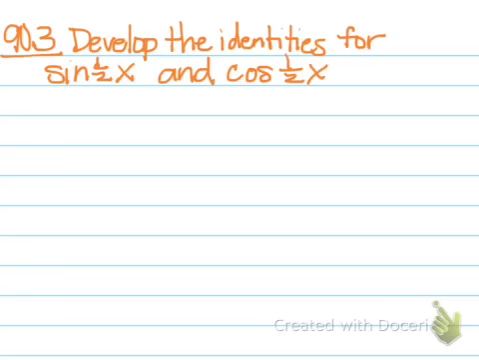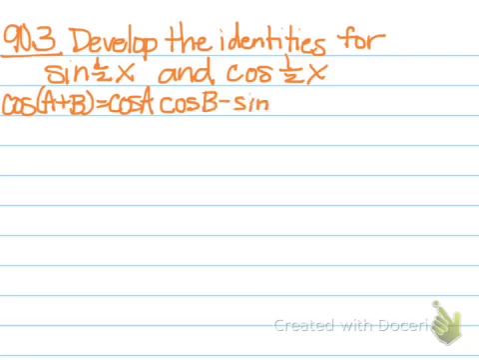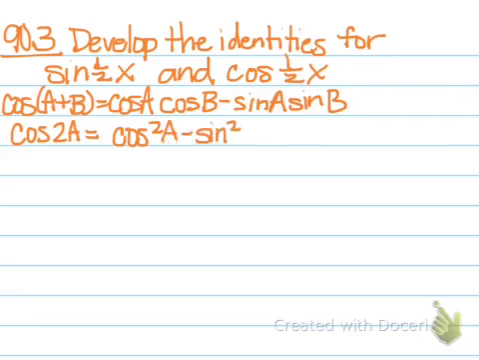Okay. Develop the identities for sine 1/2 x and cosine 1/2 x. So the first part we doubled. Now we're going back and we're taking half of our identity. So we'll start at the beginning. Cosine a plus b is cosine a cosine b minus sine a sine b. And we know cosine 2a, again, remember if you plug a's in for everything, you get cosine squared a minus sine squared a.